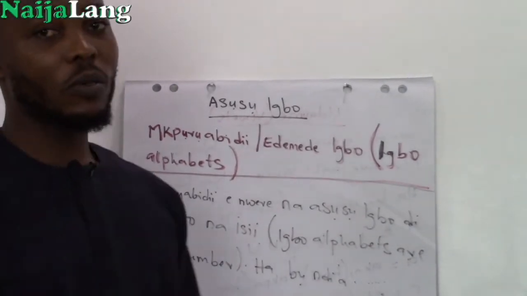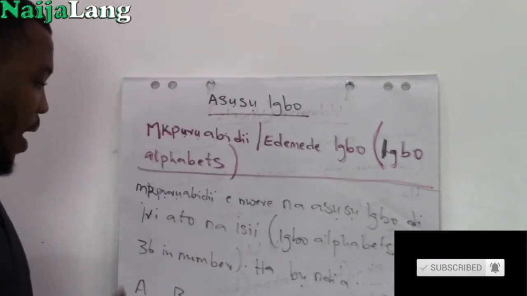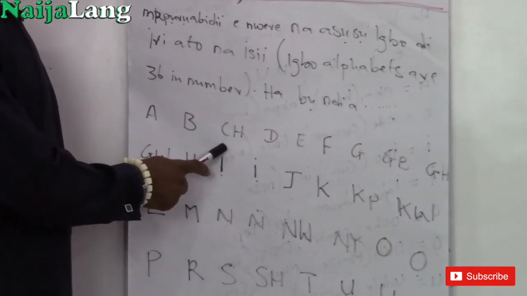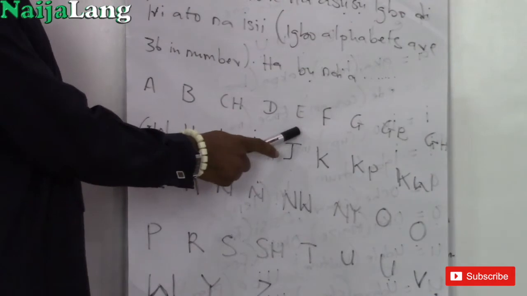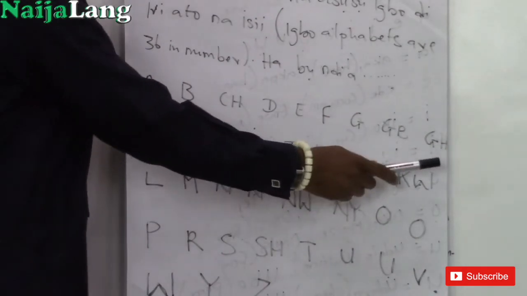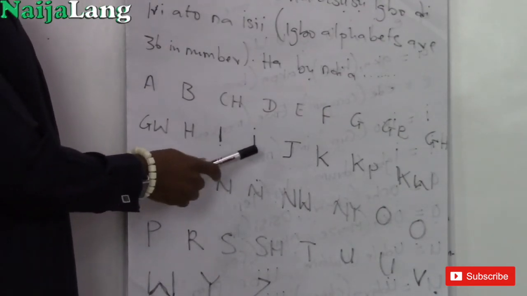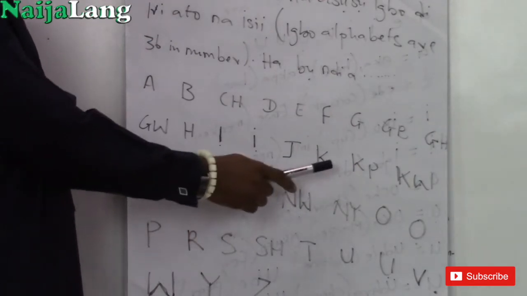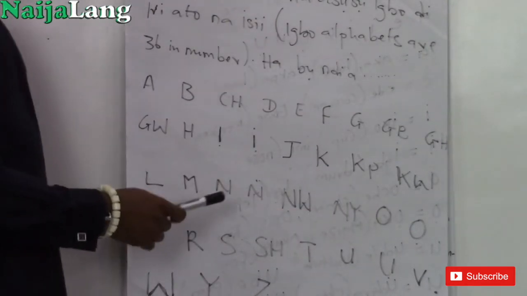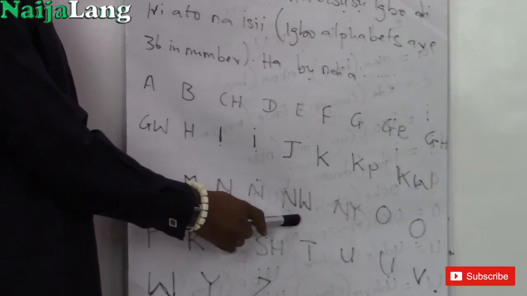Mkpụrụ abịdị enwere n'Igbo dị 36. We have 36 letters in Igbo language, and they are a, b, ch, d, e, f, g, gb, gh, gw, h, i, ị, j, k, kp, kw, l, m, n, ṅ, nw, ny, o, ọ, p, r, s, sh, t, u, ụ, v, w, y, z.